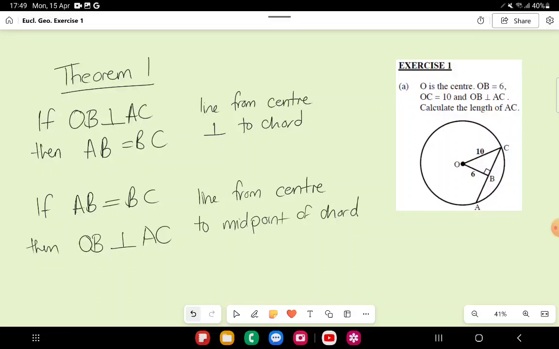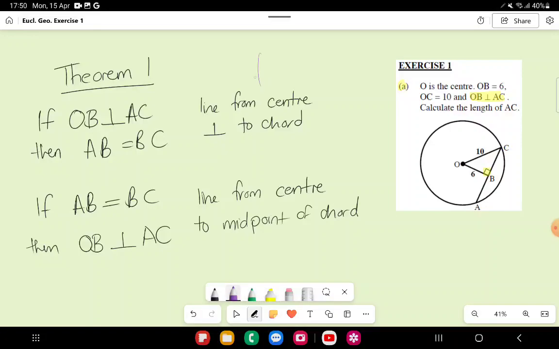Our first statement says, let's say the question gives you a statement, like OB is perpendicular to AC. How does this look? Look on the right hand side by exercise 1, question A. It says here OB is perpendicular to AC. It's given to you in the question, and in the diagram it's indicated by this perpendicular sign. So if they give me perpendicular, then I now know that AB is equal to BC, and my reason for that is going to be the line from the center is perpendicular to the chord.